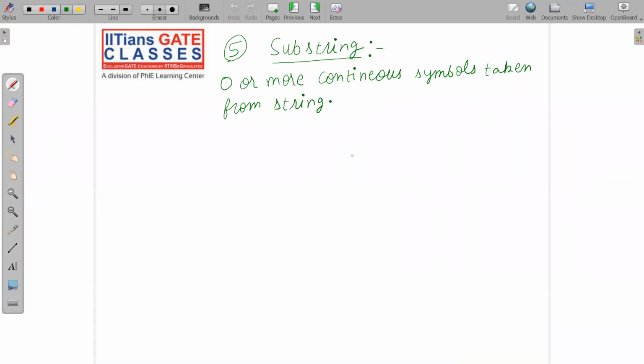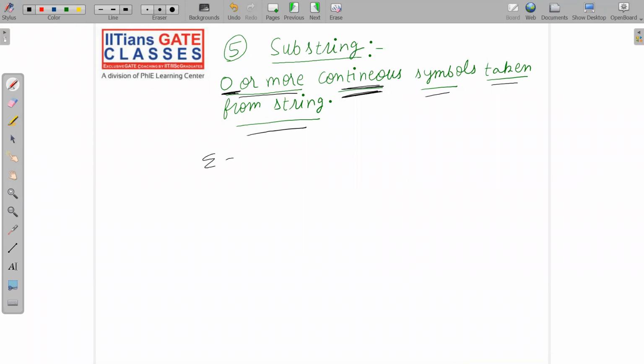Next definition is substring. Substring means 0 or more continuous symbols taken from string. Okay, 0 or more continuous symbols. Please mind the word. Each and every word you have to remember. Continuous terms are very important in TOC. I am repeating again and again. These terms are very important in TOC. Okay, and please mind the word continuous symbols, and please mind the word 0 or more. Okay, so let me give you some example.